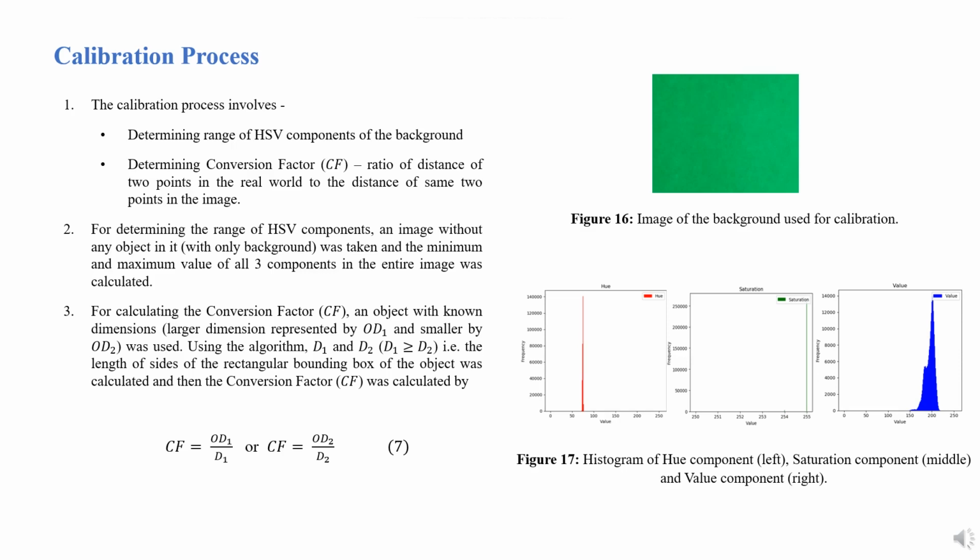For calculating the conversion factor, an object with known dimensions was taken. Using this method, the length of the sides of the rectangular bounding box of this object was calculated. Then the conversion factor was calculated as the ratio of the real dimension of the object and the dimensions of the bounding box. Equation 7 describes the conversion factor calculation formally.